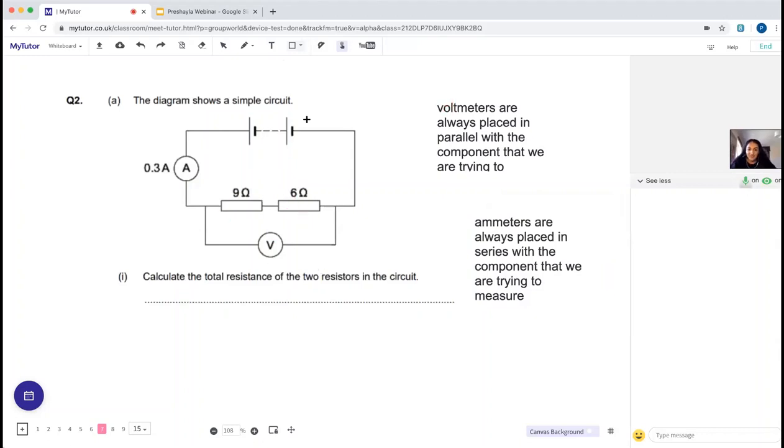There's reasons for that. Voltmeters need to be placed in parallel so we don't short circuit the circuit, and the same for ammeters. So it's really important that that happens, and especially when you're doing labs in school, make sure you follow those rules, otherwise you will blow up your circuit.